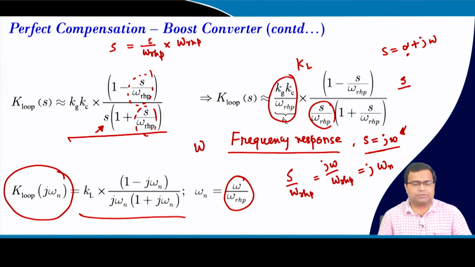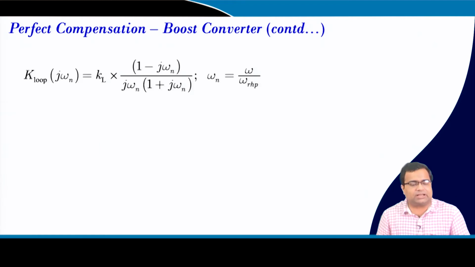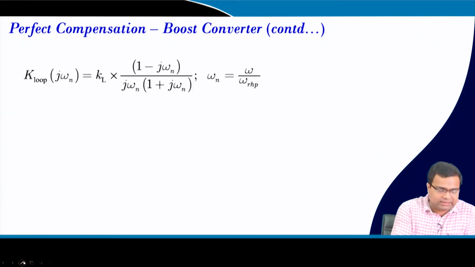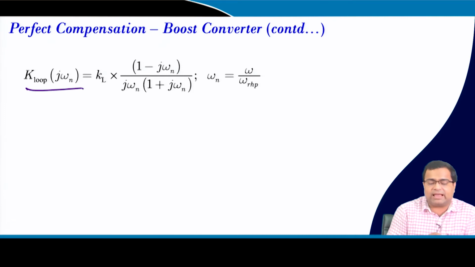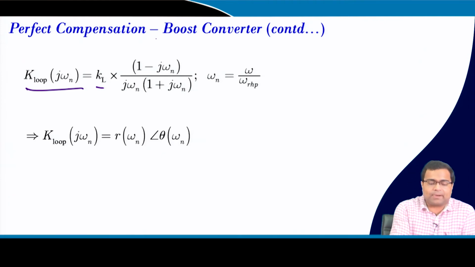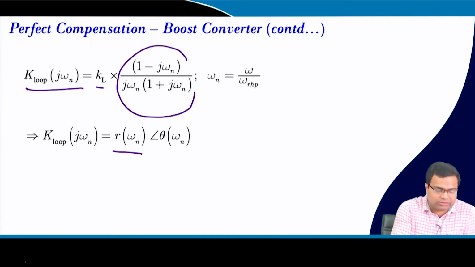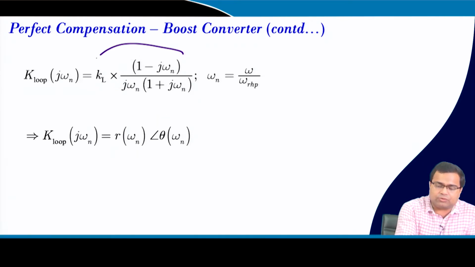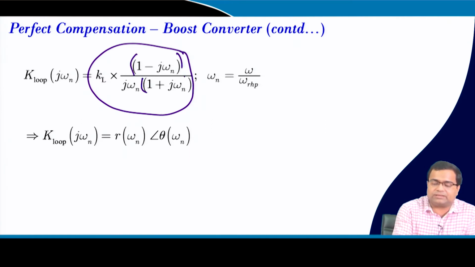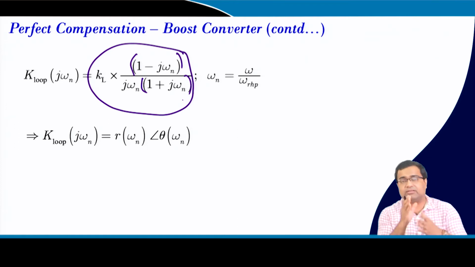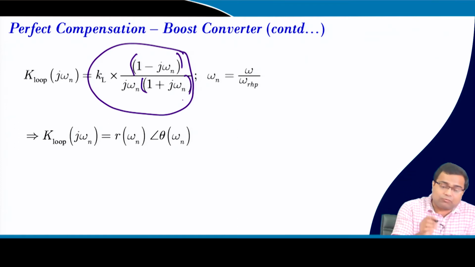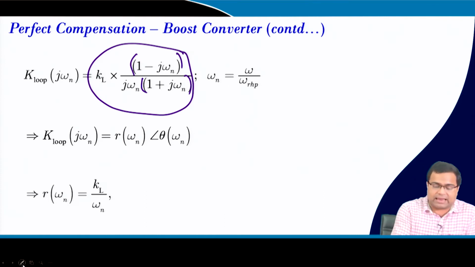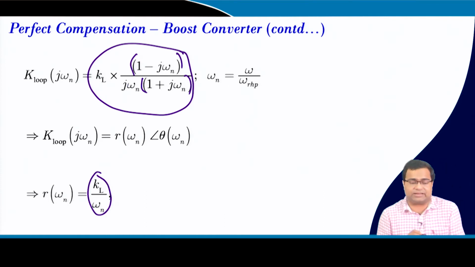Okay. So, now under perfect compensation, our K loop, we have already written this expression, j omega n, K_L by this term. So, if you obtain it in terms of polar form, that means if you take this whole thing, you will see the magnitude of this and the magnitude of this are the same. So, they will cancel each other in terms of magnitude. So, the overall magnitude will be K_L by omega n. This is clear, this can be derived.